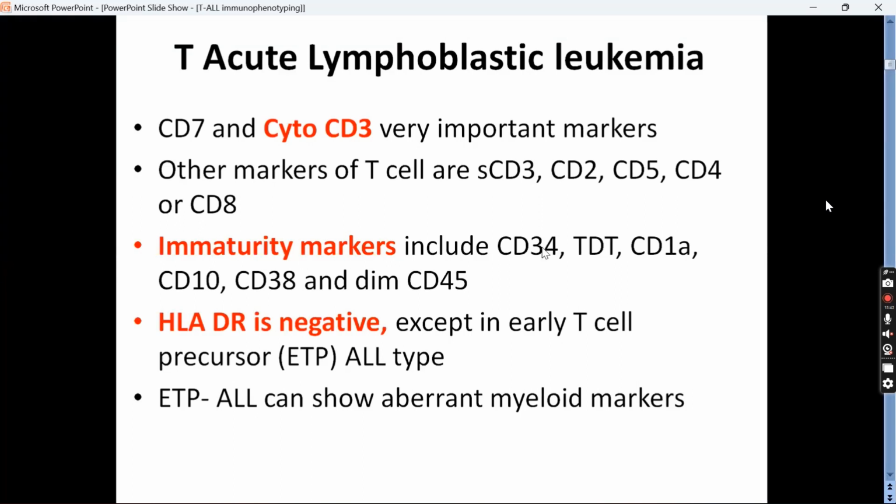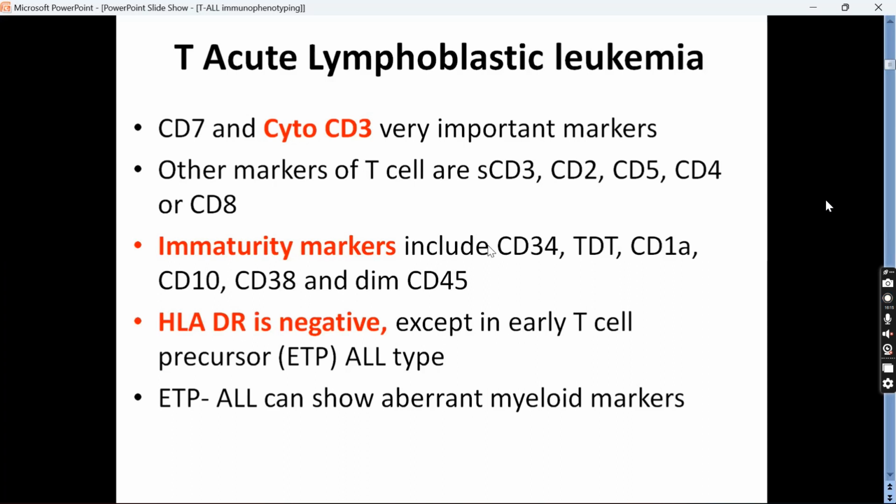Whenever you are interpreting these immaturity markers, always see them in constellation. Never go with one marker. As we had a discussion in the group, Dr. Preeti asked about CD38. CD38 is evidence of an immaturity marker when you have some other markers, for example CD1A or CD10. So you never go with only one marker. CD38 again in T-ALL is more likely to be moderately positive.